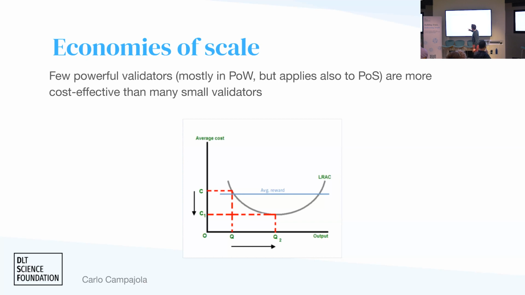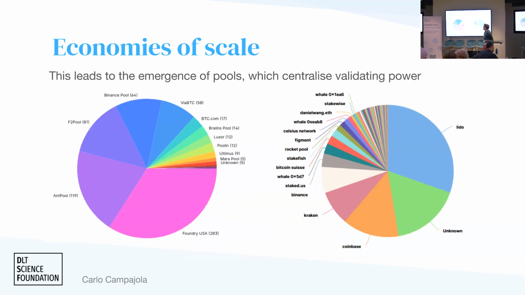So you end up having that all the miners that are on this side of the output curve get kicked out of the market, and only the guys that are towards the minimum of this average cost curve are able to sustain their own efforts. And this is more or less what happens with pools.